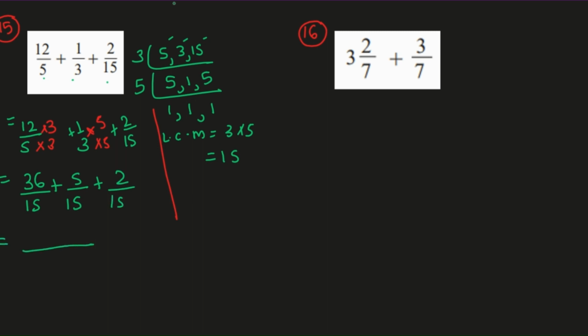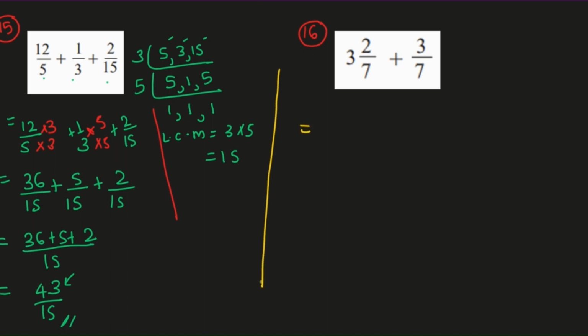So the denominator of the answer will be 15. Then 36 plus 5 plus 2. So what's the answer? It's 43 upon 15. Did I do the calculation correctly? 36 plus 5, 41. 41 plus 2, 43. Okay, now the answer will be 43 upon 15. Let's move on to the next question.